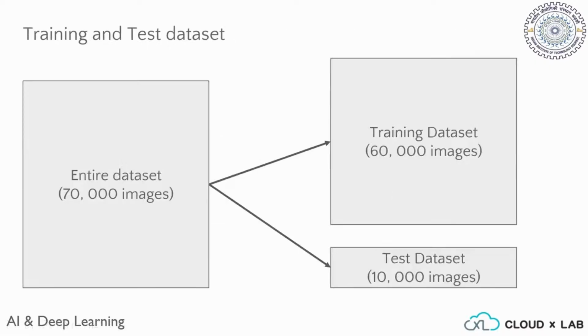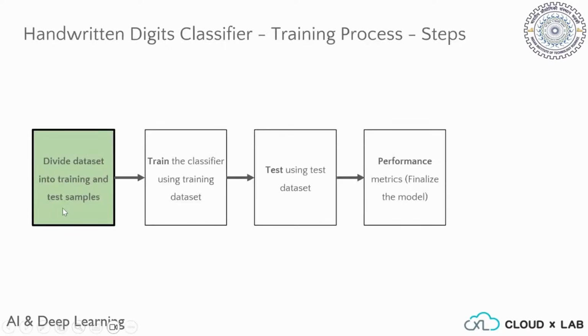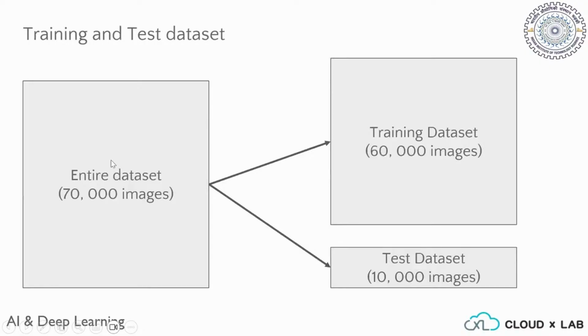Okay, so now let's discuss this first part. Divide dataset into training and test sample. Here we are first dividing because we have a total of 70,000 images. So 60,000 images we are taking as a training dataset, and the remaining 10,000 images we are taking as a test dataset, right?